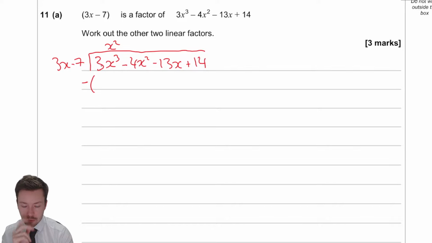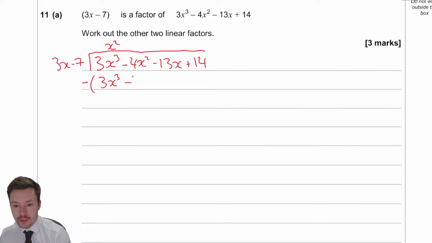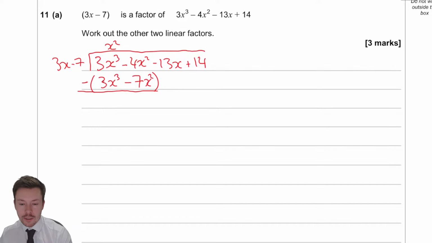Now that will cancel out the 3x cubed. It has to, because we just divided it by the first term. So we're going to get 3x cubed, and then x squared times minus 7 is minus 7x squared. Okay, I'm going to put a line underneath. 3x cubed subtract 3x cubed is 0. Minus 4 subtract negative 7, that's minus 4 add 7, so we're going to get 3x squared.